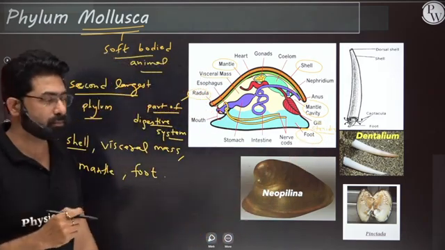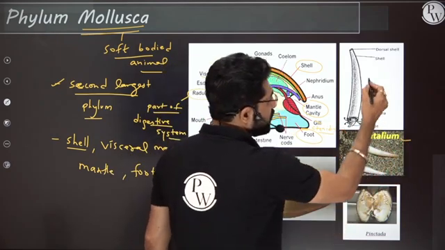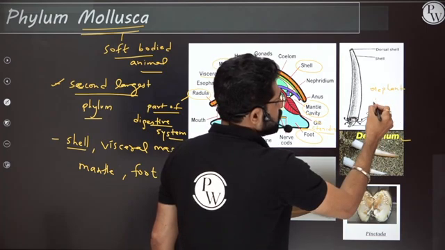Okay, let's see. So here you can see this is Dentalium. Dentalium is called as elephant tusk shell.